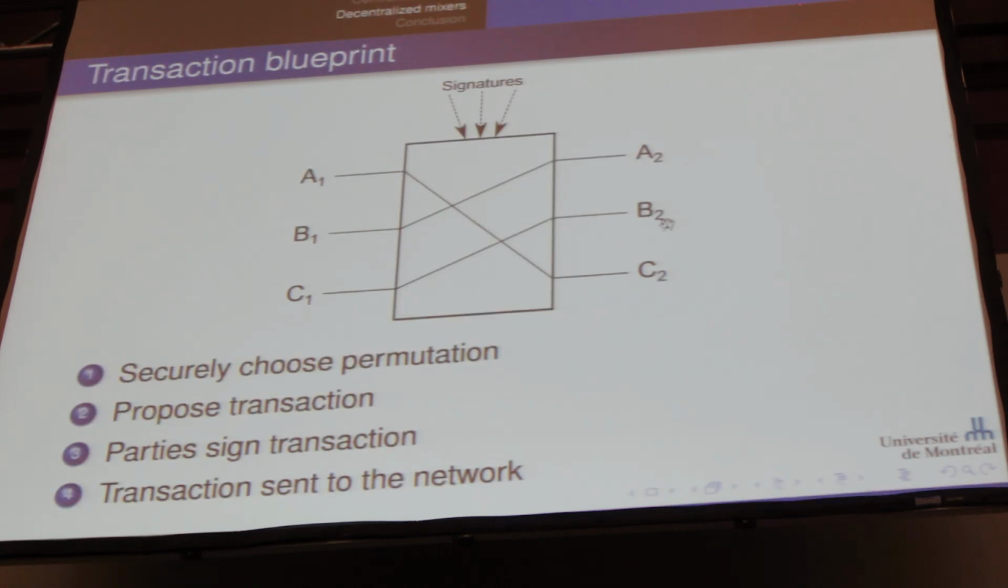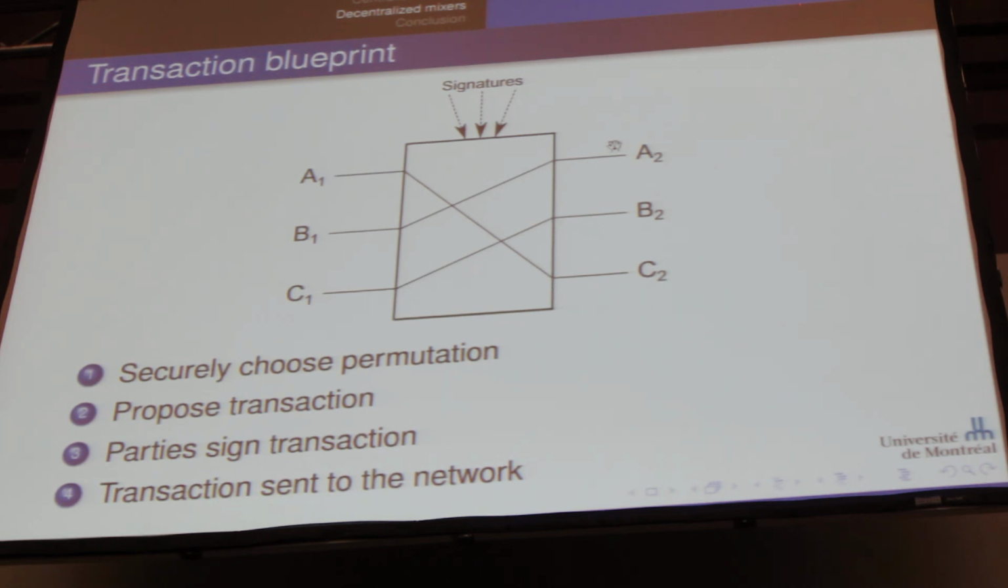So, how do we do this? Well, there are two approaches that I've been working on. The first one is what I call the transaction blueprint, and it works in the following way. We want to find a way for the users to choose a secure permutation, without the users knowing who the addresses on the right correspond to. Of course, the addresses are going to be known in the blockchain, but the correspondence between those addresses and the users on the left must stay unknown.